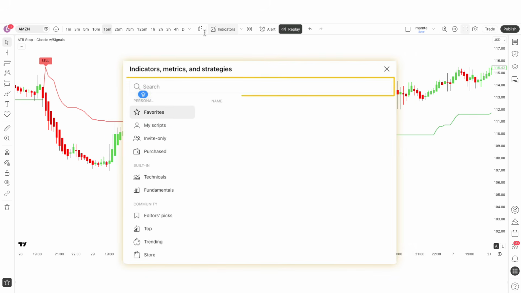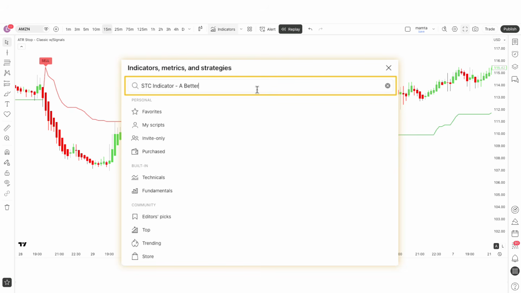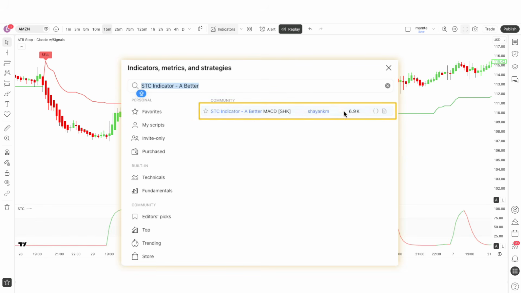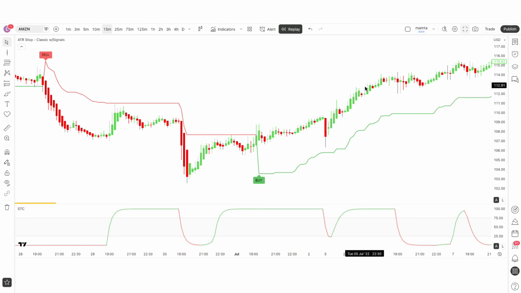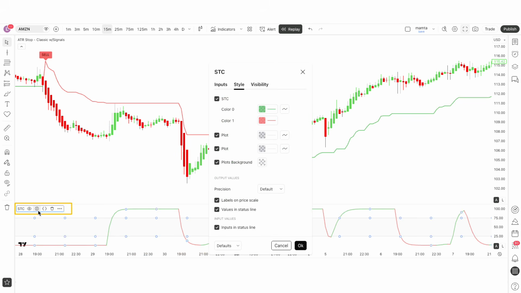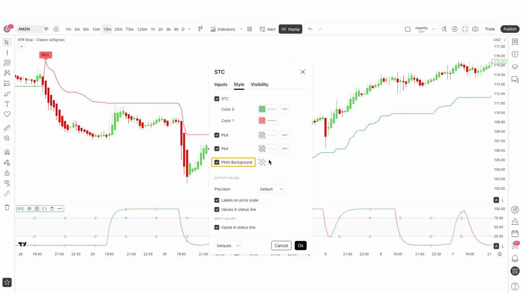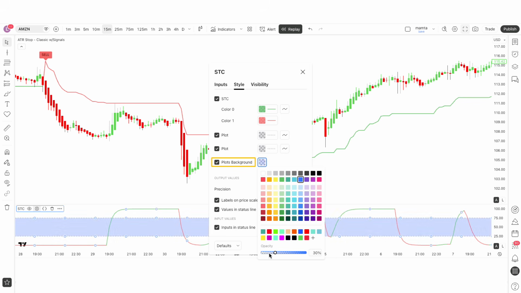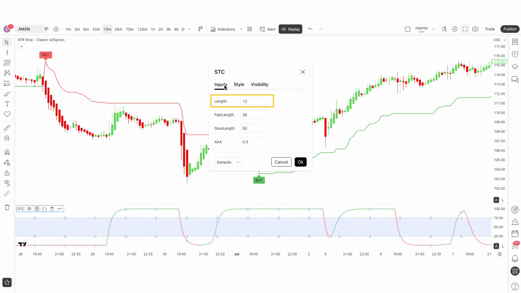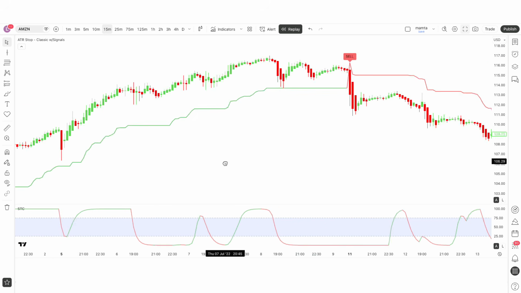Let's go to the Indicator Search tab, search STC Indicator A Beta, and select this one called STC Indicator A Beta, created by Shayang Kem. Now let's access the settings of this indicator so we can modify it to suit our strategy. We need to change the line style of this plot option and increase its thickness. We change the plot's background color from white to blue, and after that change the length from 12 to 15. And here everything is fine after that. Click OK. Now our setup is ready.